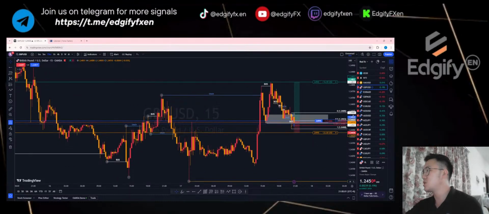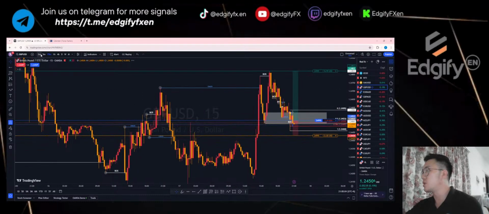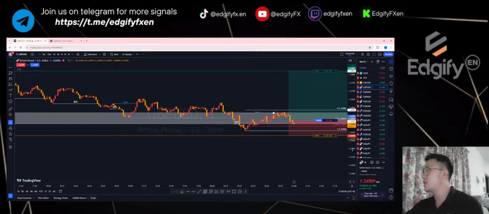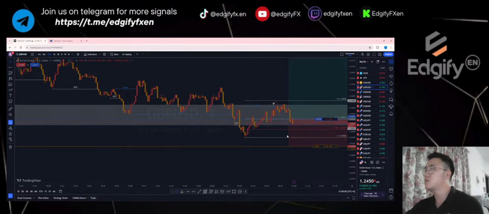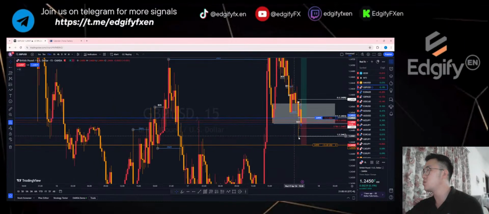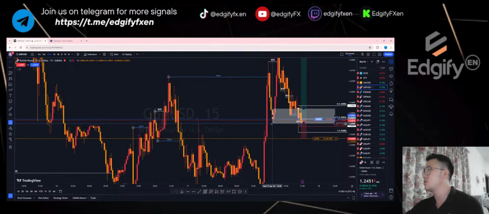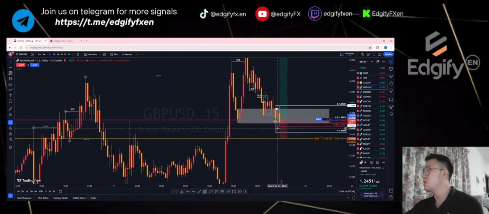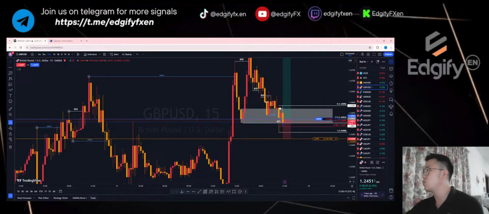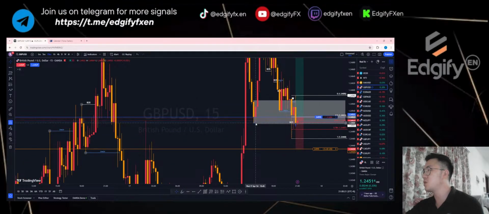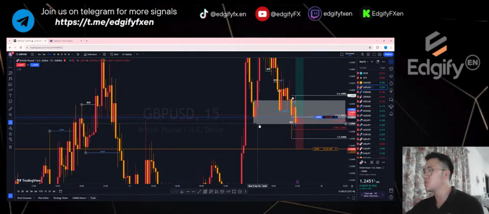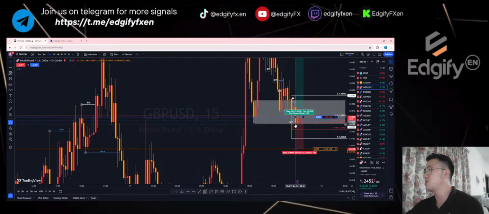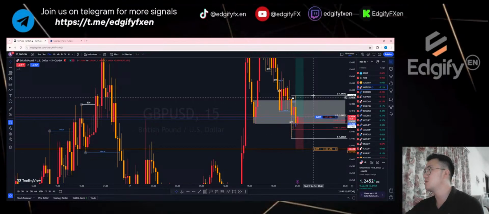For GBP USD, since it's already collected our order, we'll just let it do its thing, as long as the 15 minute doesn't break below this low here. If the 15 minute doesn't close below, then we'll be fine. If it closes below, then I will just take a loss, because that indicates the market is coming down.